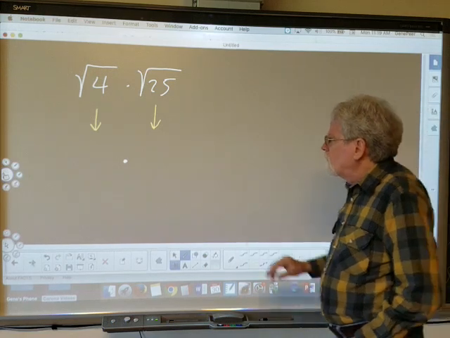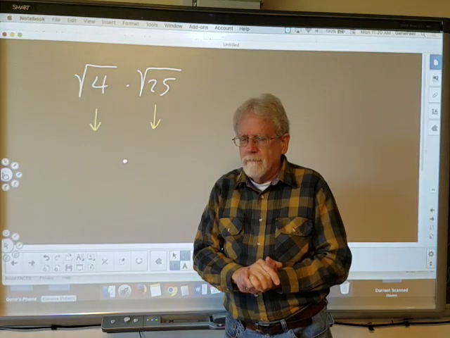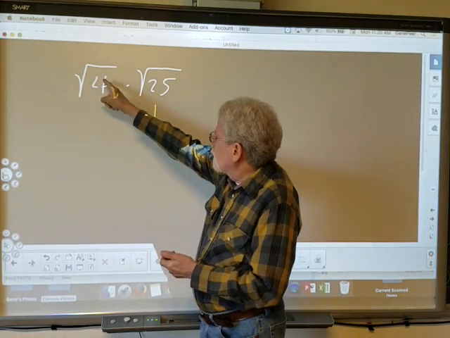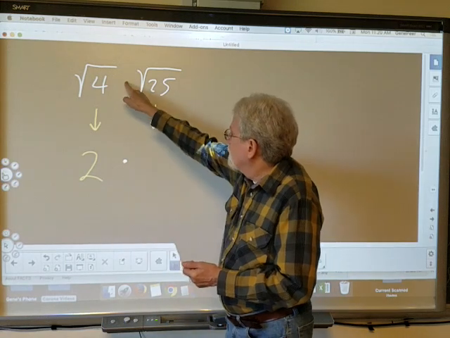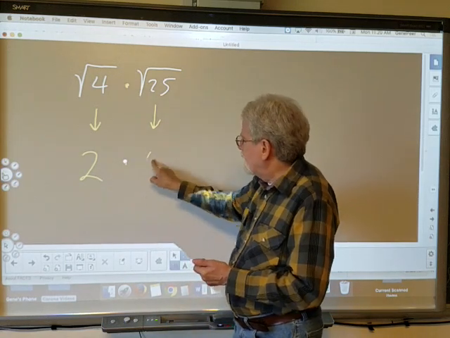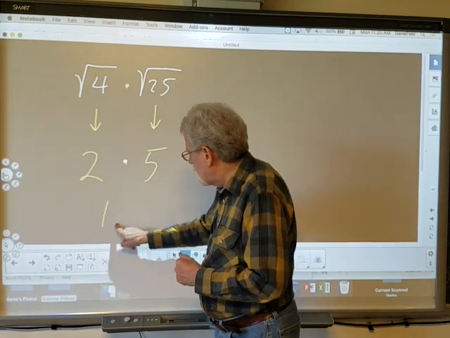First concept in section 7.2 is this. If I say square root of 4 times square root of 25, well, that's easy enough. Square root of 4 is 2. Let's put it down here by the dot. Times. Square root of 25 is 5. Pull out the calculator if you have to, we get an answer of 10.